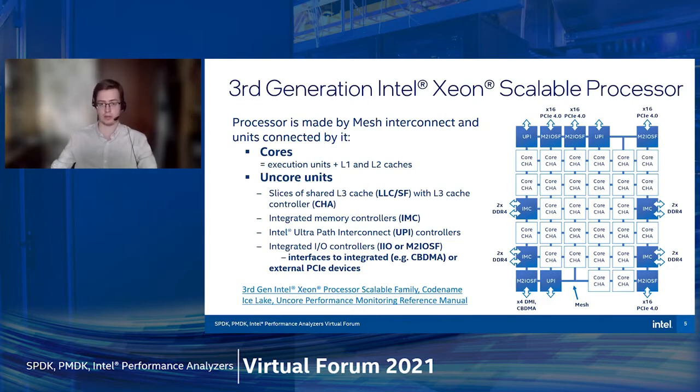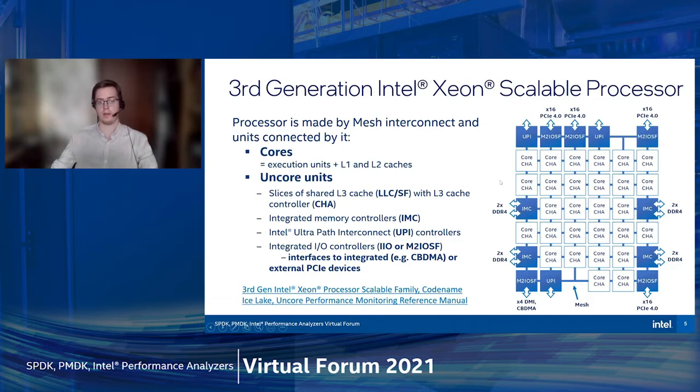And there are a few different types of uncore units. Let me quickly walk you through these different types. So first of all, we have the L3 cache controller, CHA, which is the coherence engine that manages a slice of L3 cache. L3 cache includes last level cache and snoop filter, and these units are placed all over the processor, basically next to each core on this picture.